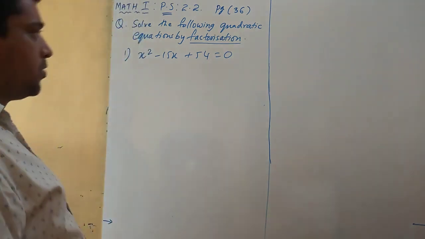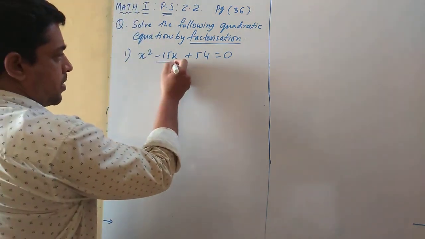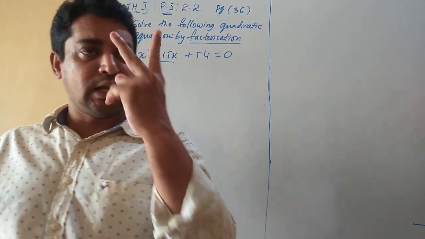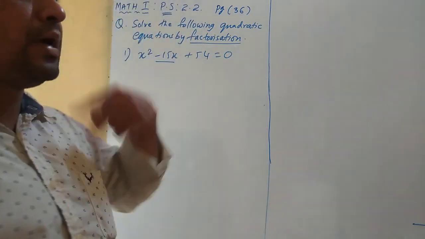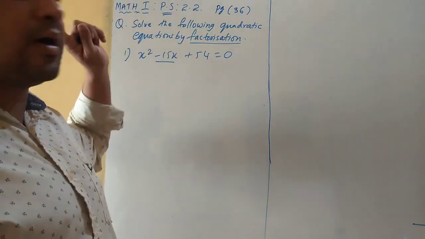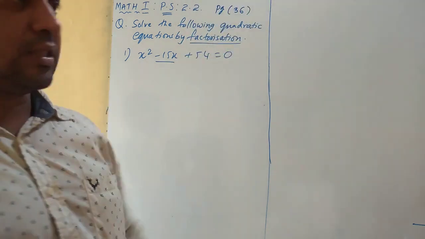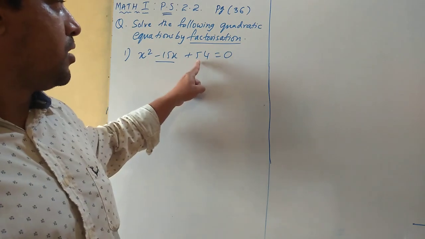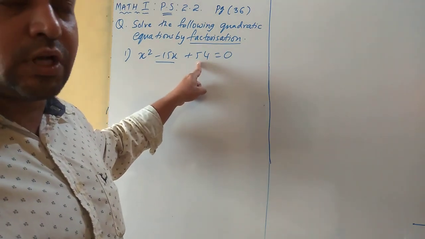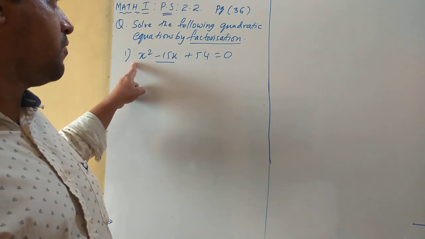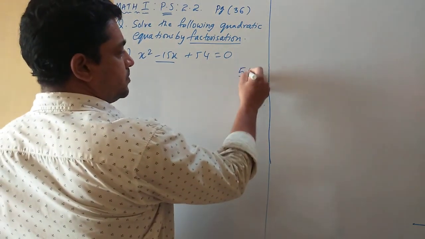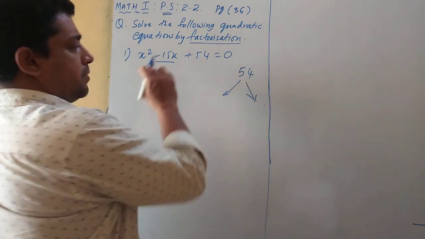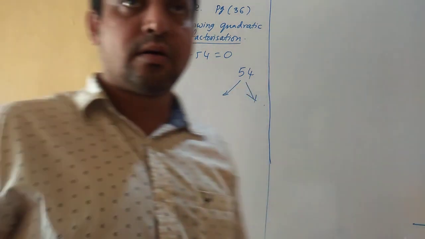So what was the rule? When I split the middle term, the coefficient of the middle term is minus 15. So when I get the two numbers, I should get minus 15. But when I multiply these two numbers, I should get the product of the first and the third. The coefficient of the first term is 1, and the third term, which is the constant term, is 54. 54 ones are 54. So I write 54 here. Now when I split this middle term, I should get 54 as the product.